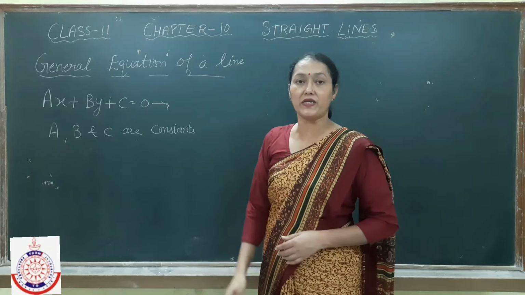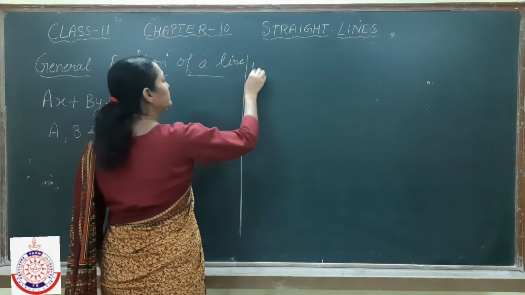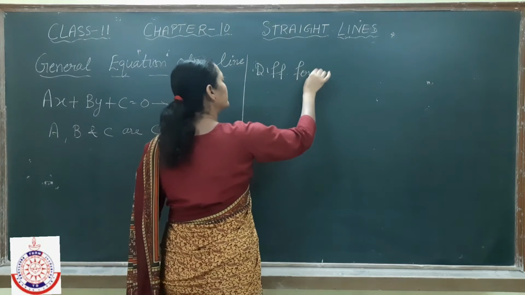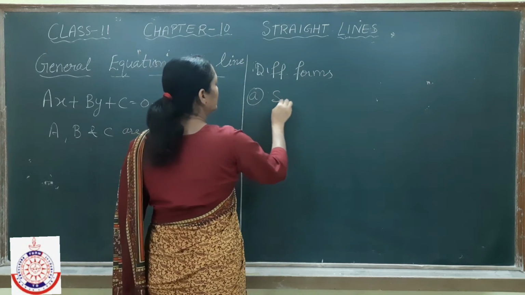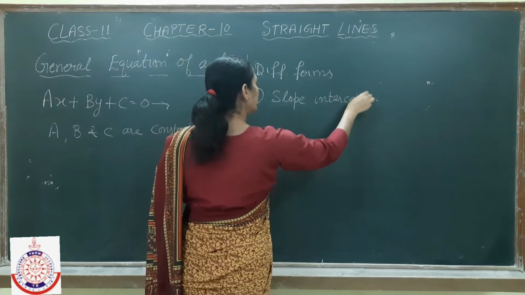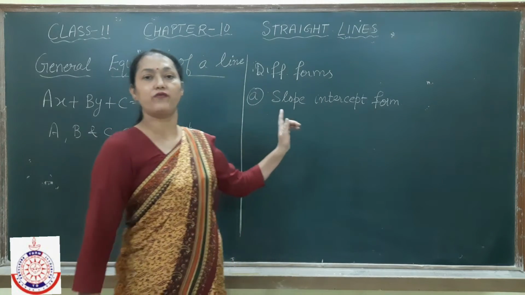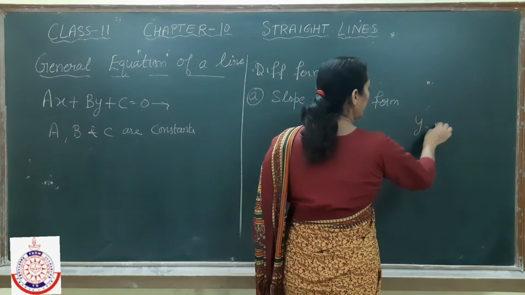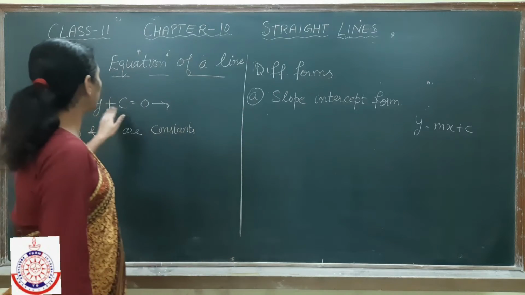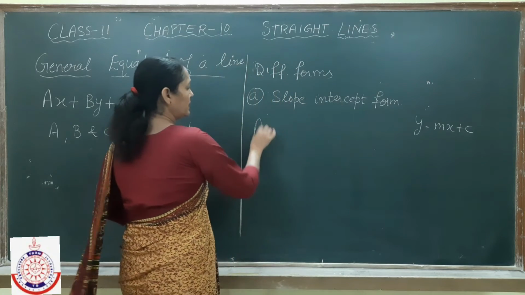So first one is slope-intercept form. We have to convert this general equation into slope-intercept form. If you remember, slope-intercept form is when we write y equals to mx plus c. That means we are going to convert this general equation into this slope-intercept form. Let's just see how to do it.